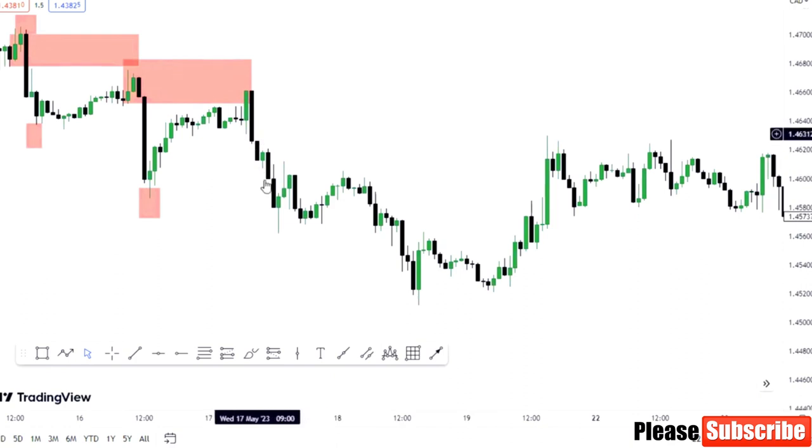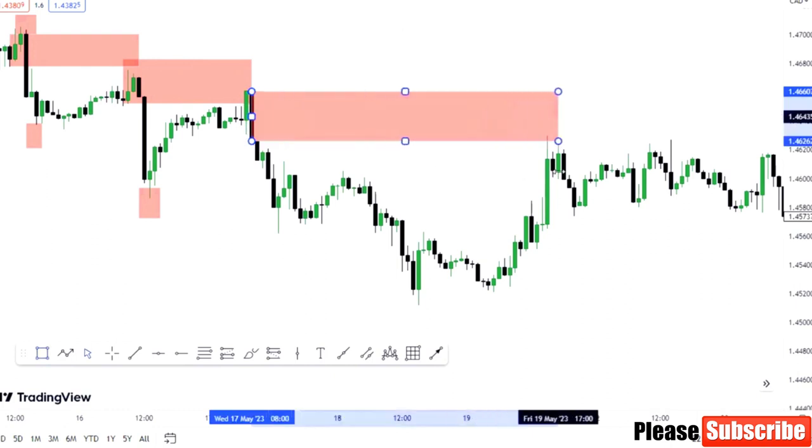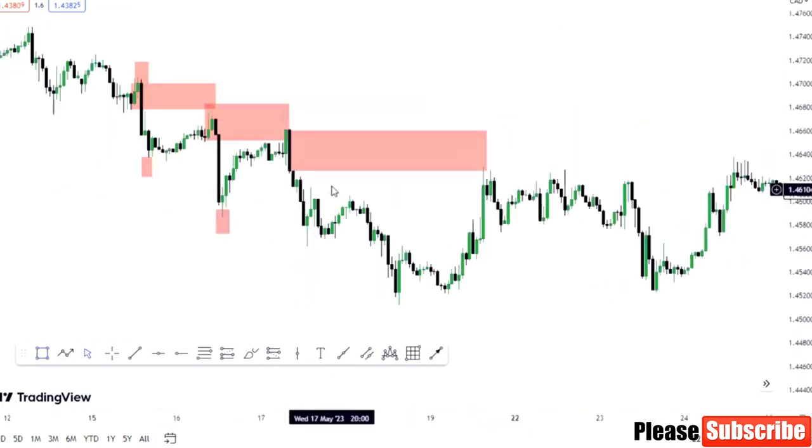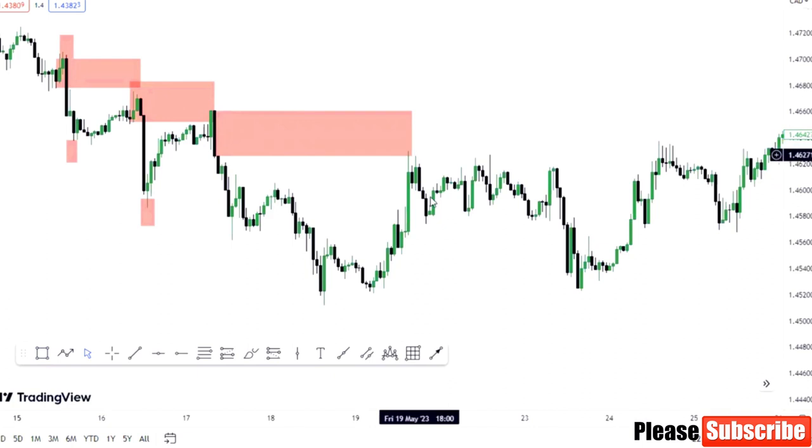Now if you see all over here, the market also did the same thing. We had strong highs and strong lows. Let me mark out this order block. Of course, now you can see what the market did. It reacted and it came all the way down. It sold for a while.